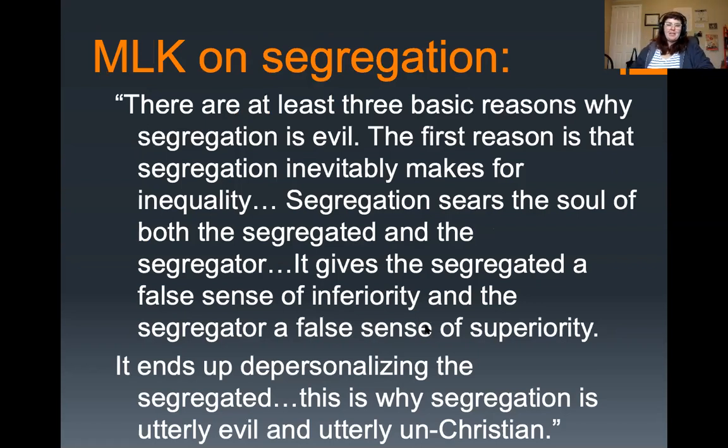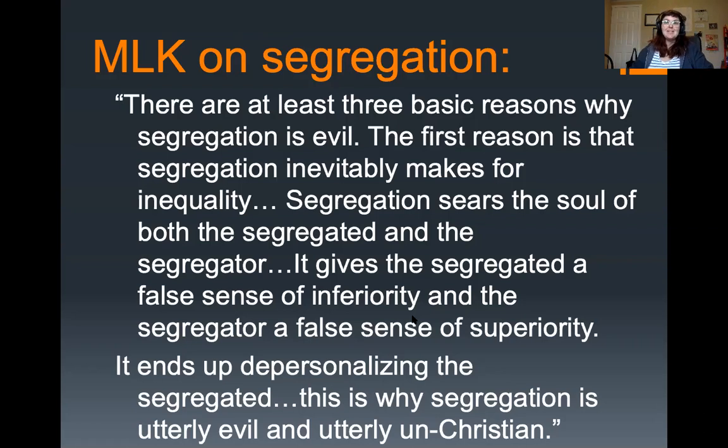Okay, so just some brief Martin Luther King Jr. quotes on segregation. There are at least three basic reasons why segregation is evil. The first is that segregation inevitably makes for inequality. Segregation sears the soul of both the segregated and the segregator. It gives the segregated a false sense of inferiority and the segregator a false sense of superiority. It ends up depersonalizing the segregated. This is why segregation is utterly unequal and utterly unchristian.